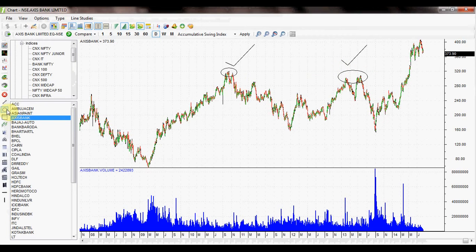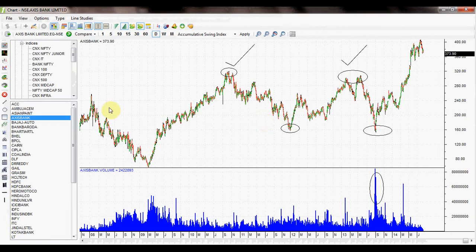But I hope you know there is a double bottom here. There is a double bottom, and the volume is actually high. Look at the volume at the second bottom, the volume is high. So it is meeting two criteria for me.